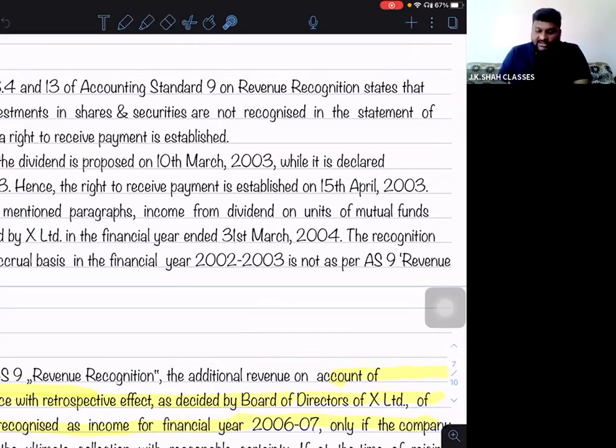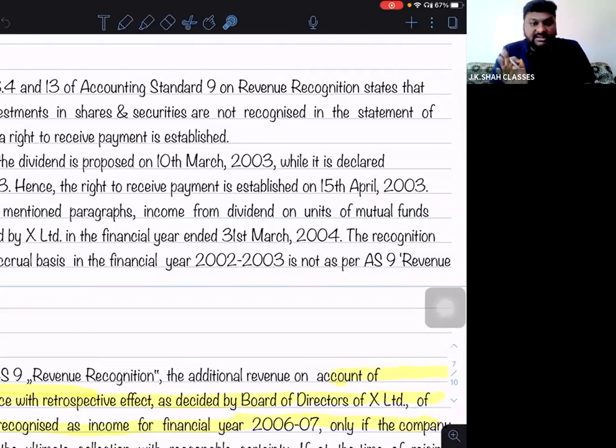So technically, when the right to receive is established, that is 15th April 2003, and 15th April 2003 falls in the financial year 2003-04, it should be recorded in the P&L account as on 31st March 2004 and not 31st March 2003. So the treatment given by the company is not correct. The standard solution is absolutely perfect. No need to make any changes. The same solution can be put by you.